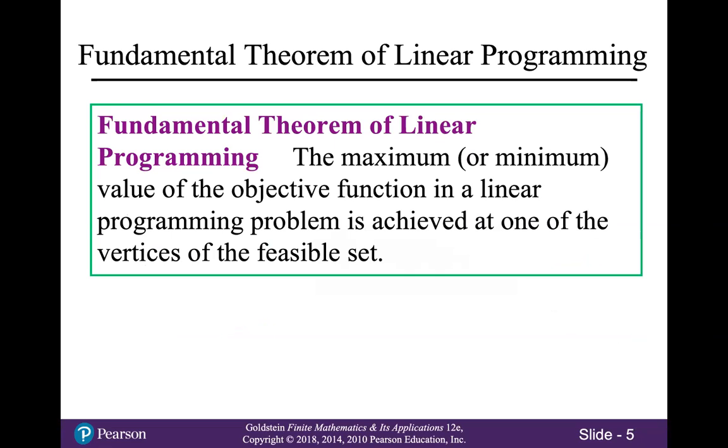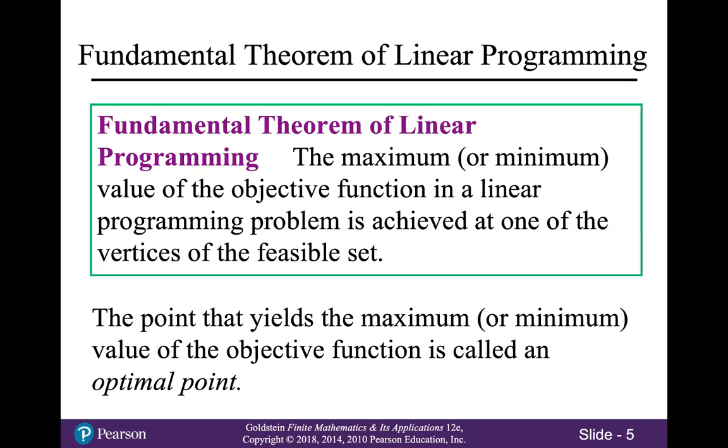So remember, this problem came from manufacturing chairs and sofas. So one of these vertices has to be the solution to the problem of maximizing profit. It'll tell us how many chairs and how many sofas to manufacture in order to maximize profit. The point that yields the maximum or minimum value of the objective function is called an optimal point.